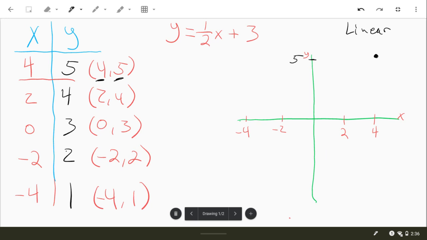Also, we're going to do 2, 4. So 4 for y is about right there. So 2, 4 should be somewhere in that neighborhood. 0, 3. 3 should be about right here. And then 0, so we're going to go 0 to the left and right, and then up 3. Okay. -2, 2. It's about right there. So 2 to the left and then up 2. And then -4, 1. 1 can be about right here. -4, 1, something like that.